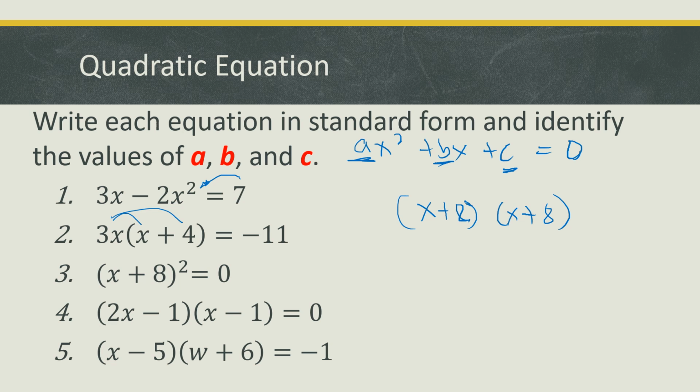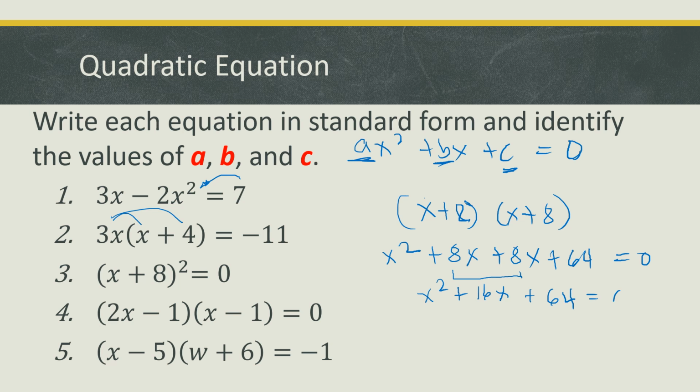Using the FOIL method, we now have x times x is x squared. x times 8 is 8x. 8 times x is 8x again. 8 times 8 is 64. That is equal to 0. Let us combine the like terms, and that will give us 16x. So therefore, we have x² + 16x + 64 = 0.